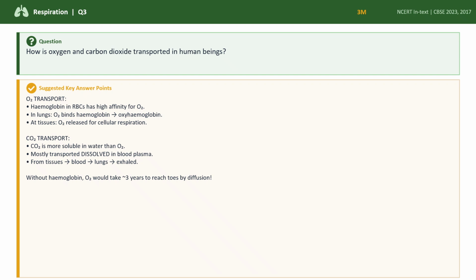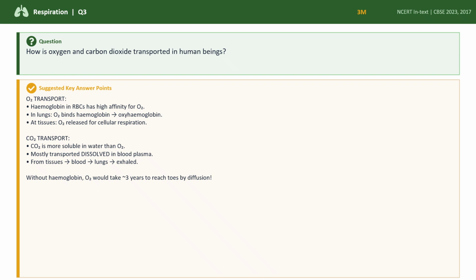It's a 3 mark question. So oxygen transport occurs by means of hemoglobin in RBC, which has a high affinity for oxygen. From the lungs, the oxygen molecule binds to this hemoglobin and forms oxyhemoglobin, and it is released into each and every cell for cellular respiration.